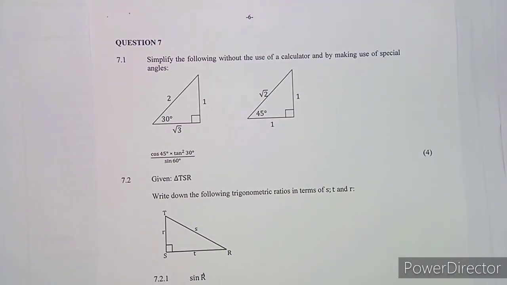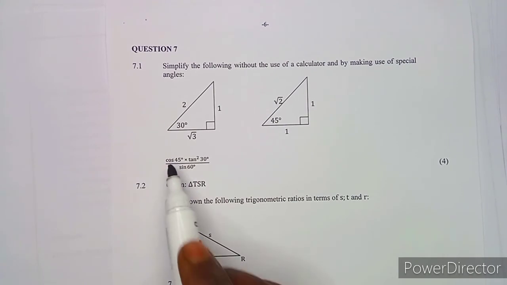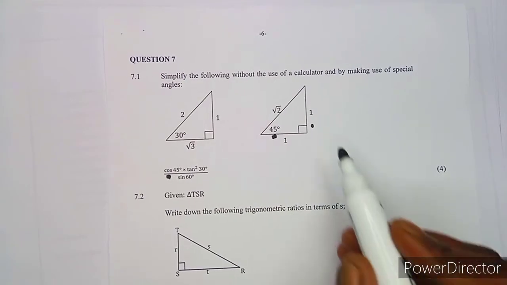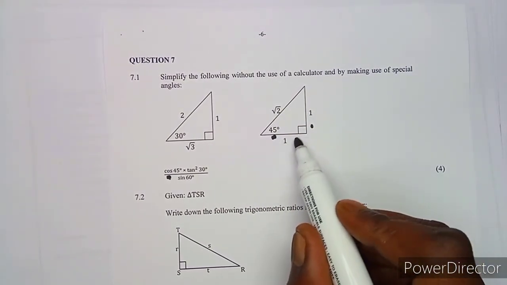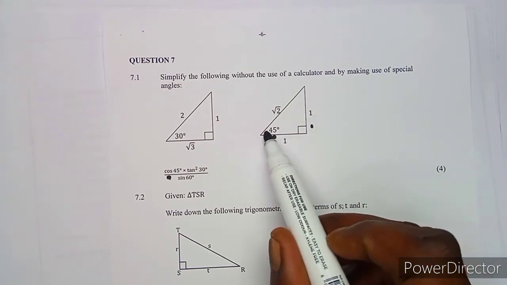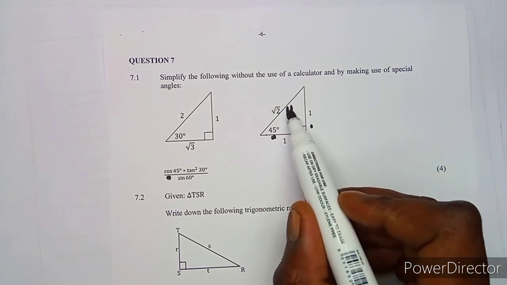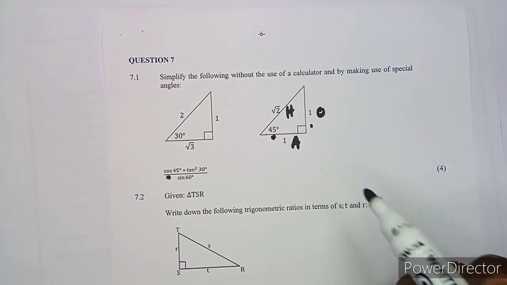And on question 7, we are then given to simplify without the use of a calculator by just making use of the special triangle, the one that you're given there. So what do we have and what can we do? This is cos 45, and here we've got cos 45. Remember, cos is adjacent over hypotenuse. According to this 45 that you're given, this is your adjacent here, and this is your hypotenuse, and this is your opposite, actually.